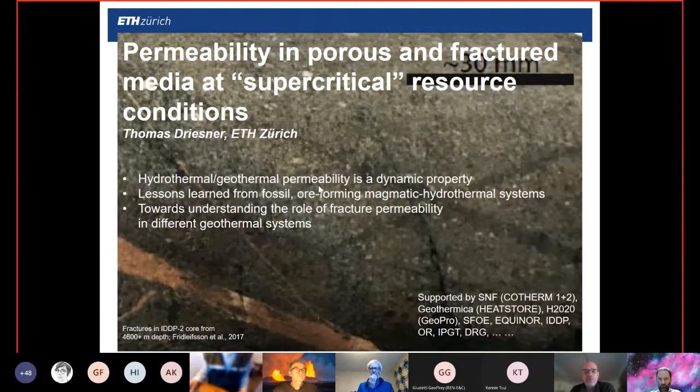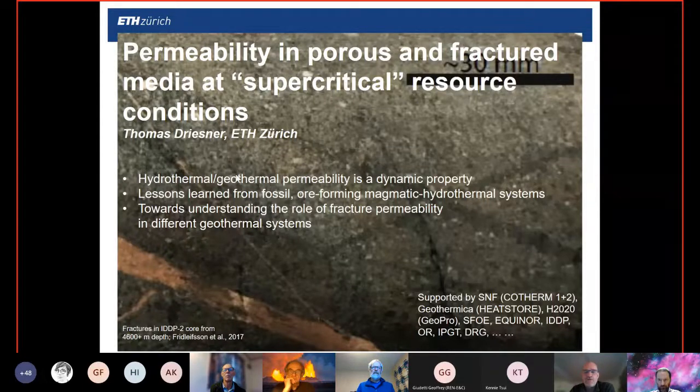So those who are used to permeability being a static rock property, you measure it and then you can use it to make assessments of what you can produce or stick it into a modeling software. Forget it. If you deal with super hot stuff, it's becoming a dynamic property interacting with different things there, like temperature, stresses, and so on and so on.